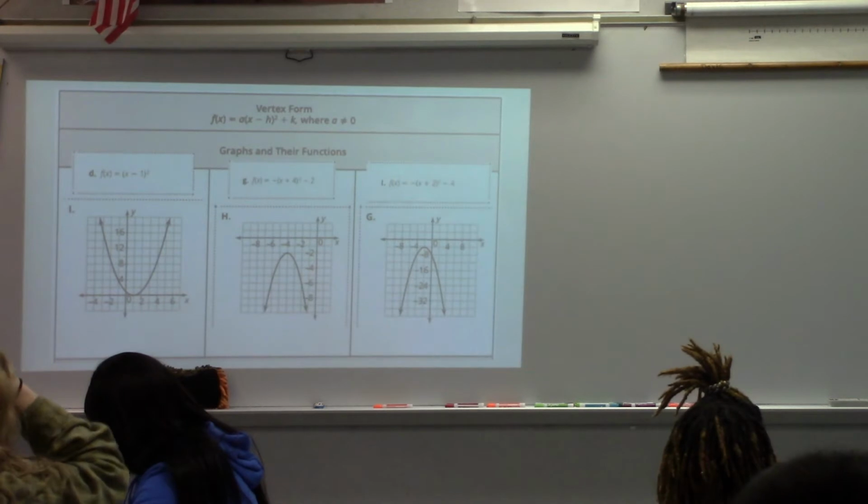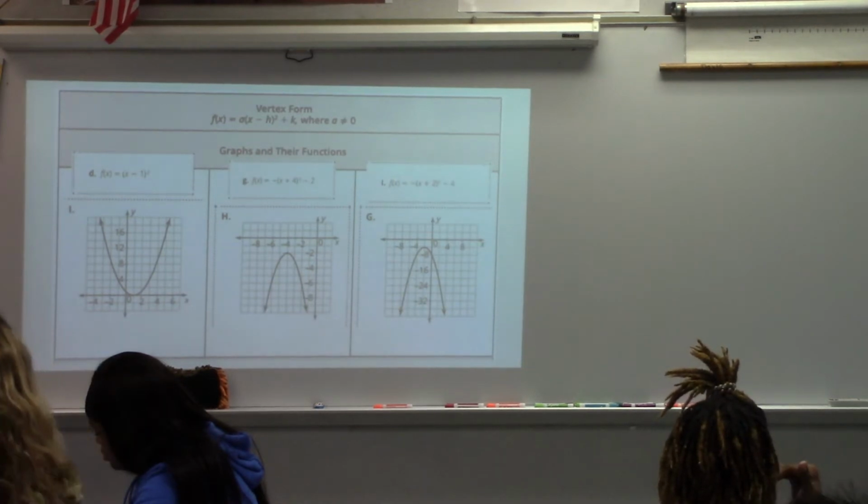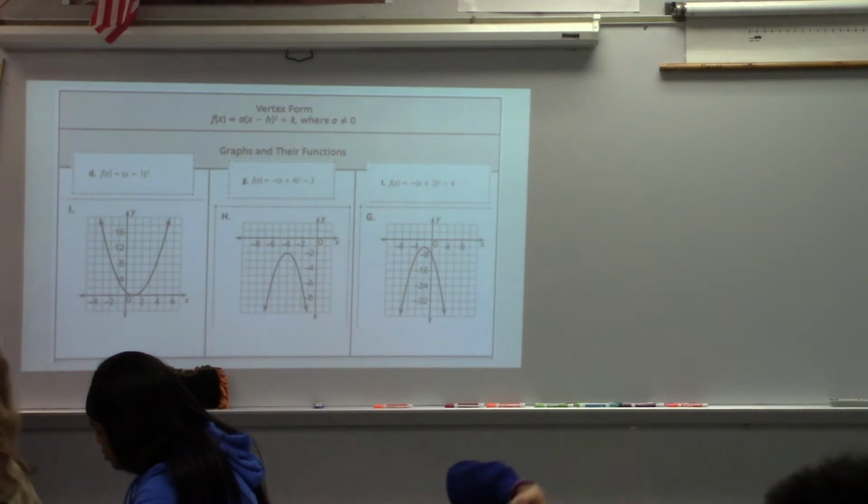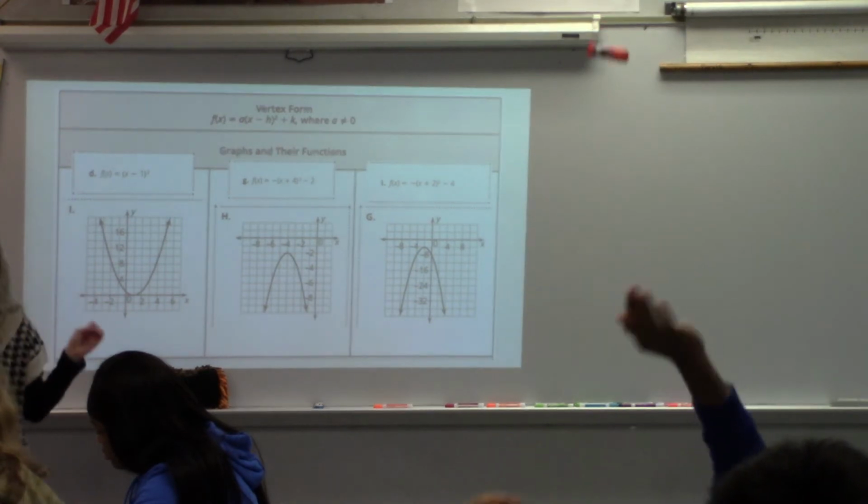So when you glued them on your graphic organizers, everybody had these, I, H, and G, talking about those are the pictures of the graphs.